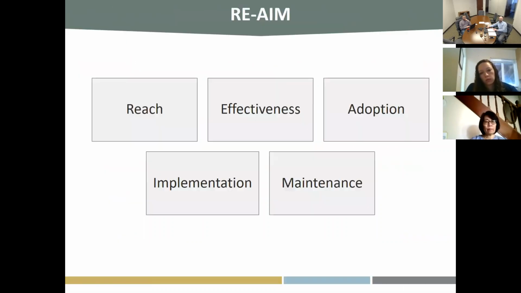So here's an overview of the model itself. There are 5 elements in the framework, and they are often presented as a cycle beginning with reach, onto effectiveness, adoption, implementation, and maintenance. But I think, similar to the strategic prevention framework, that they aren't really linear. It fit together as a nice acronym that you could say. So you'll see as I talk a little bit more about each element why that's the case.